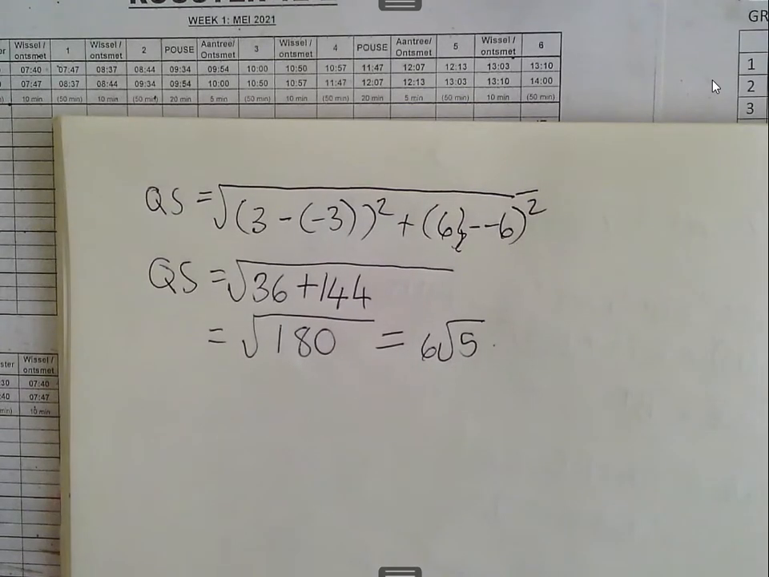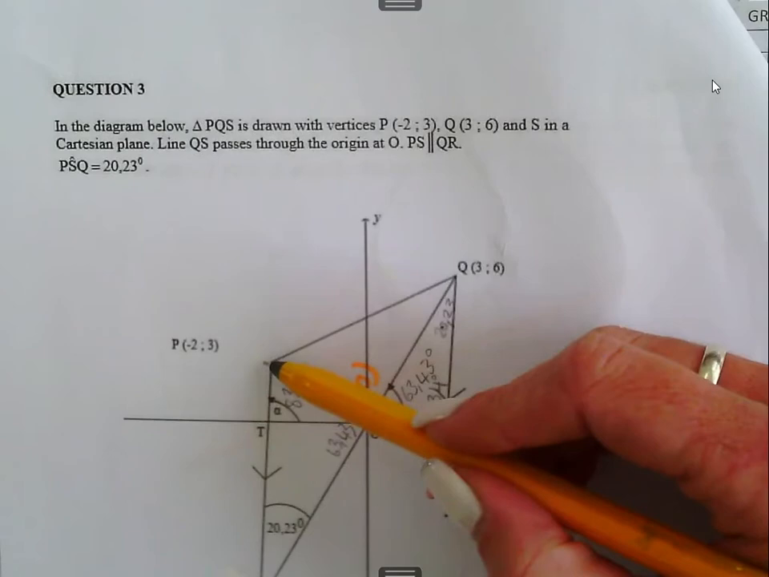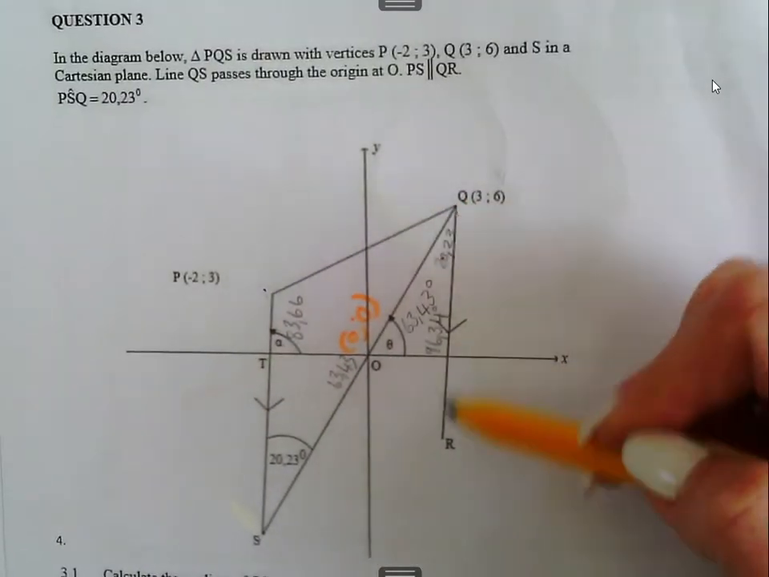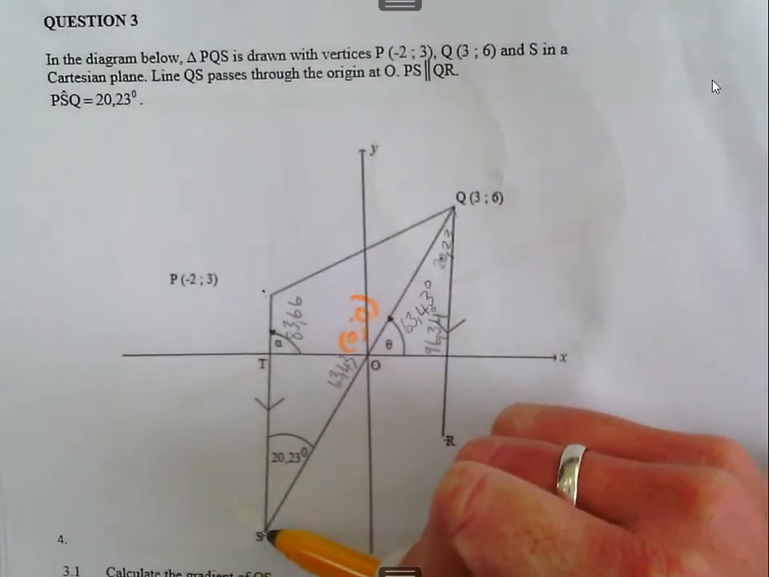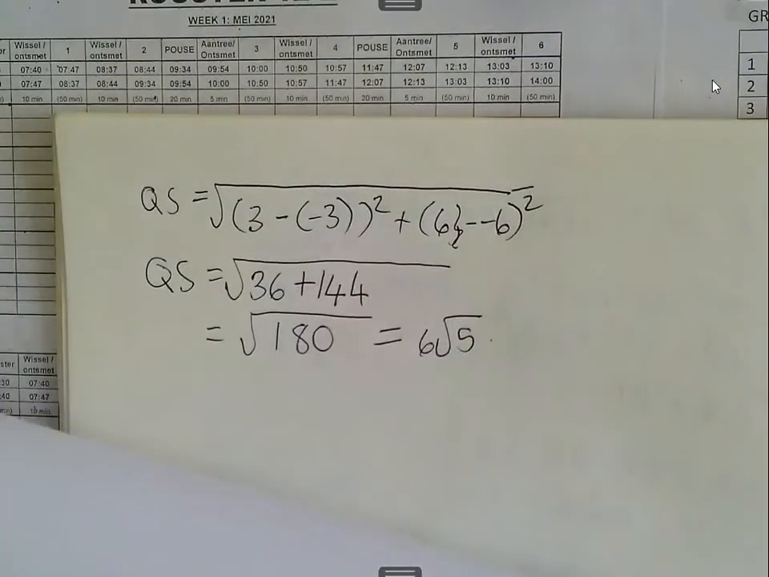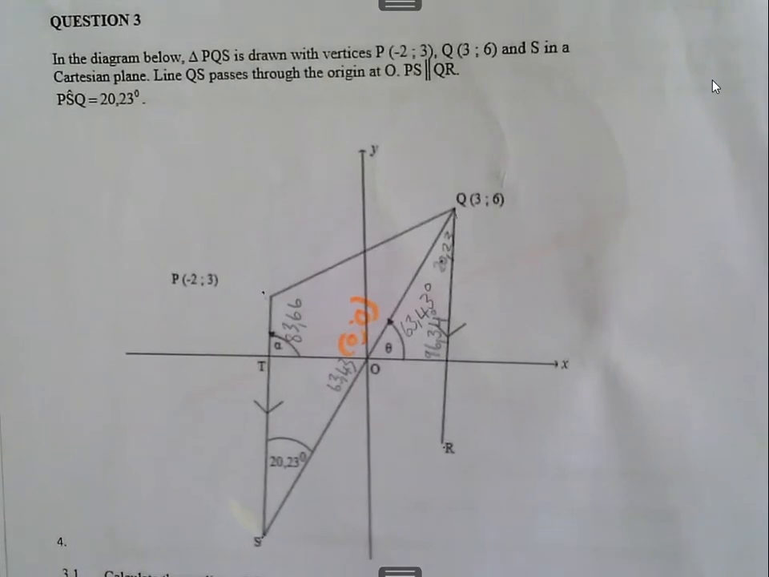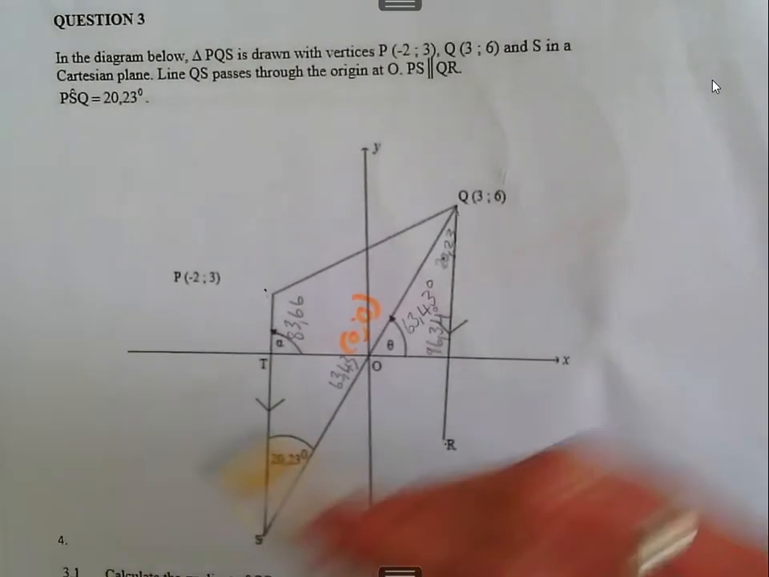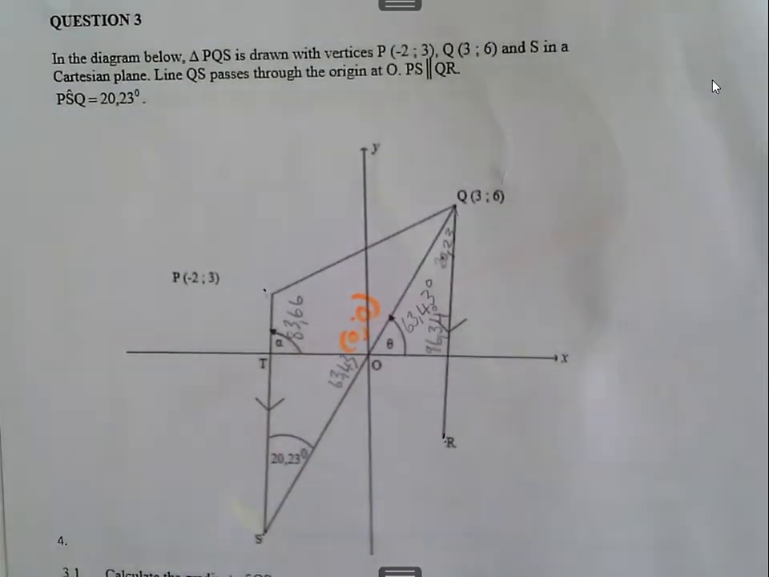Then they said at 3.7, did you see there was another one on 3.7? If it is further given that PQRS is a parallelogram, determine the coordinates of R. Okay, so they're telling me PQRS is a parallelogram. I have to find the coordinates of R. Who has a plan for me? Finding the coordinates of R.